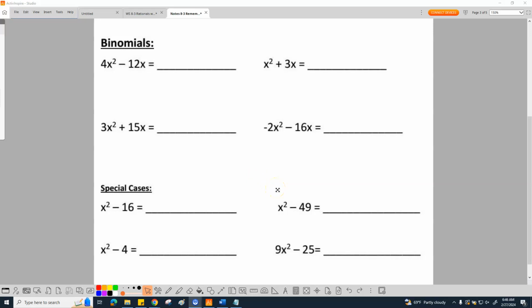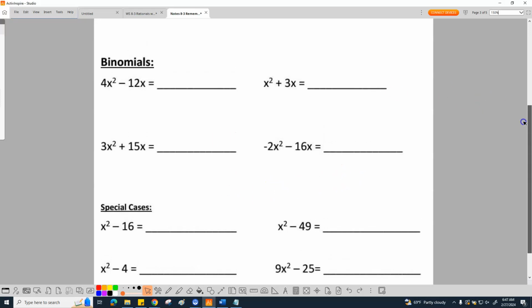All right, Algebra 2. Today we're going to do a review on factoring. These notes are very busy. I have no desire to fill out all these notes. There's only one thing I'm interested in. Well, a couple things I'm interested in. So go ahead and find where it says binomials in the notes.